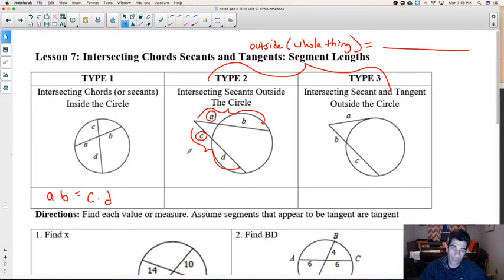Watch. Outside is A. Multiply that by the whole thing, which is A and B together. Do the same for the other guy. Outside, which is C, multiplied by the whole thing, which is C and D. There you go. That's your formula. Now, take that formula and translate that to type 3.